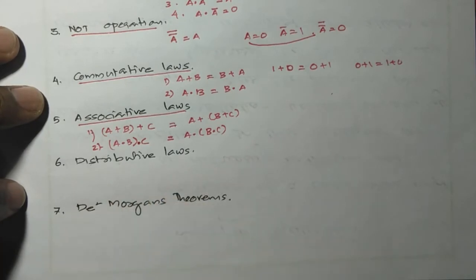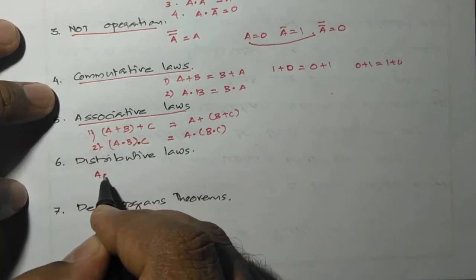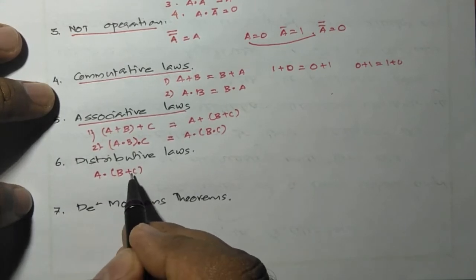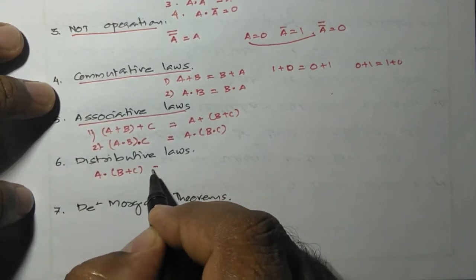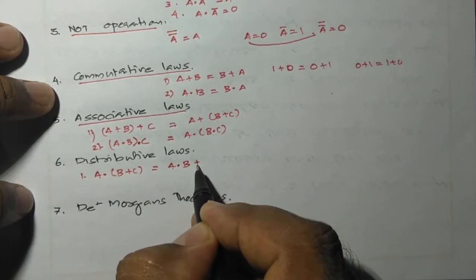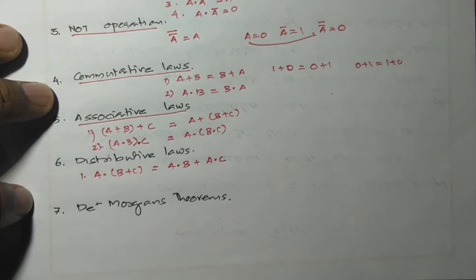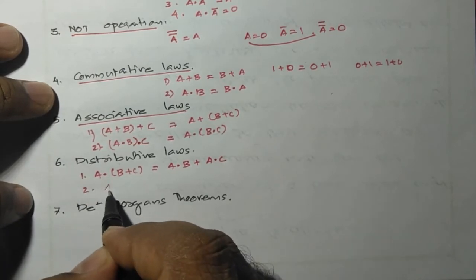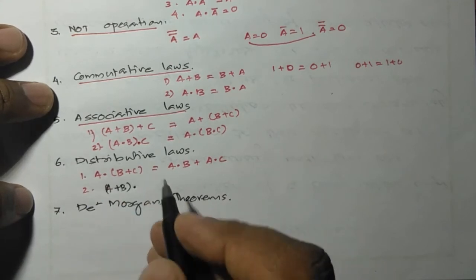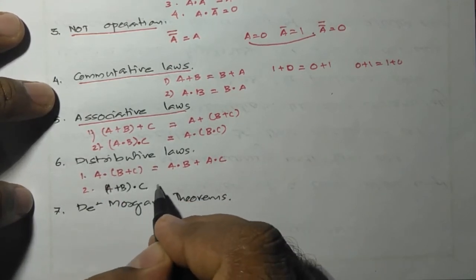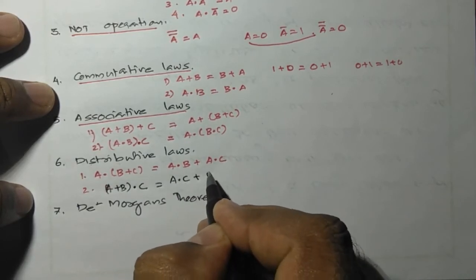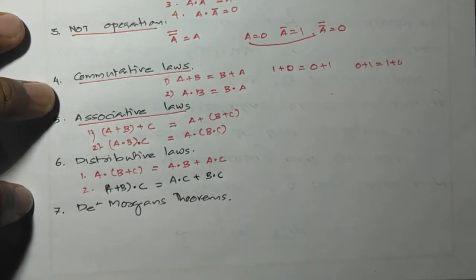Then we have distributive laws. A and (B or C). So we have AND operation as well as OR operation here. This could be written as A and B or A and C. Likewise, if it is A or B and C, this becomes A and C or B and C.